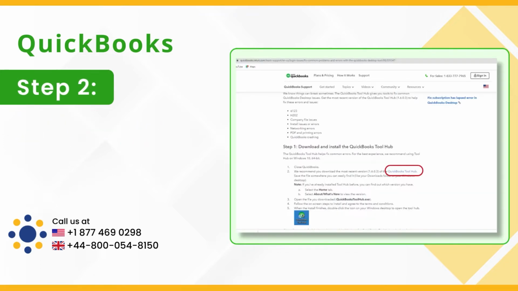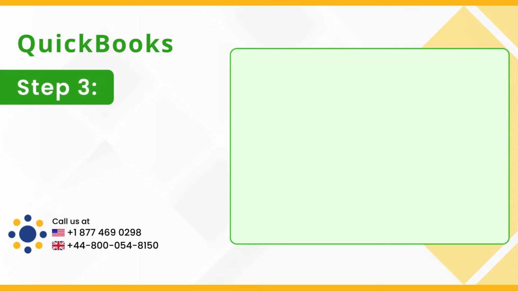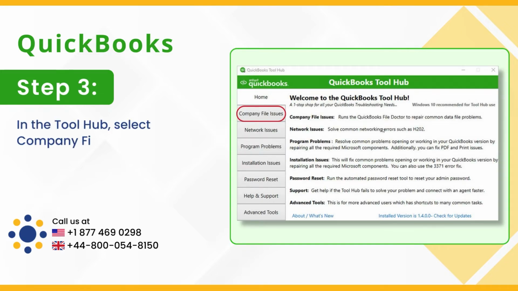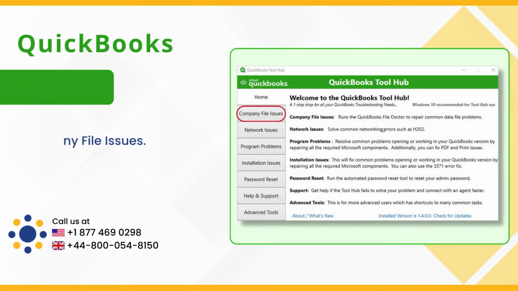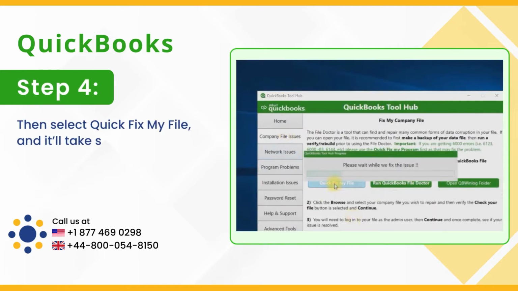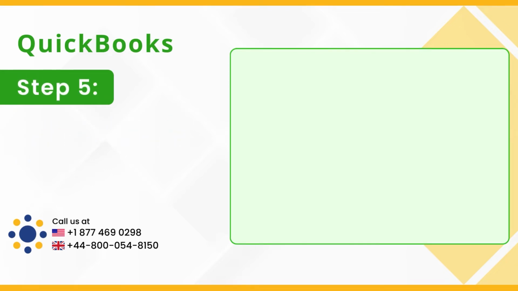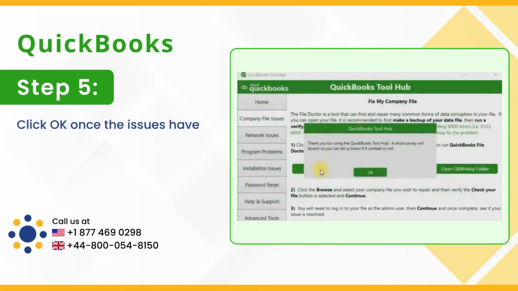Step 2. If you don't have it, download and install it from the official website. Step 3. In the Tool Hub, select Company File Issues. Step 4. Then select Quick Fix My File, and it'll take some time to fix the issue. Step 5. Click OK once the issues have been resolved.